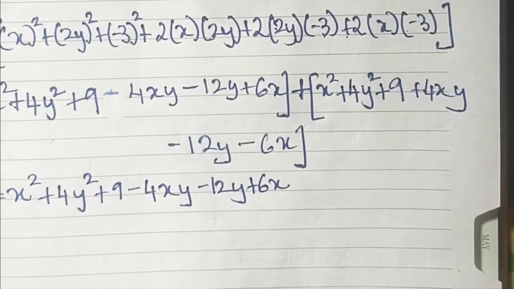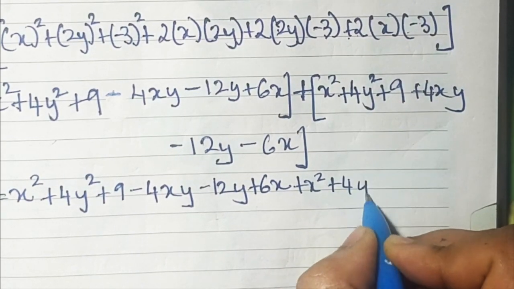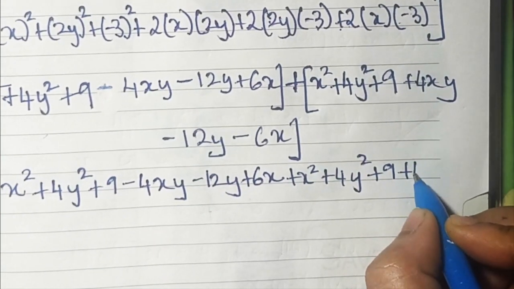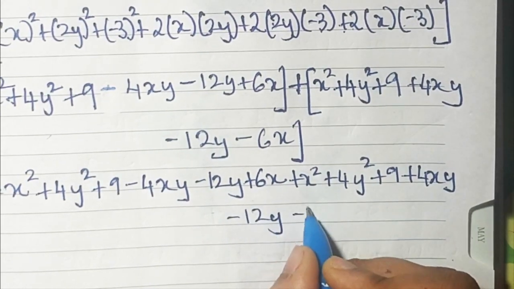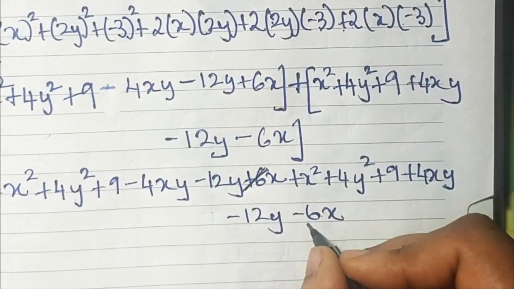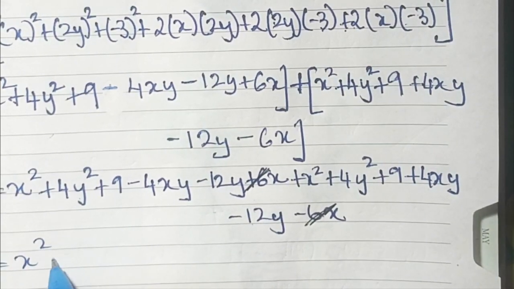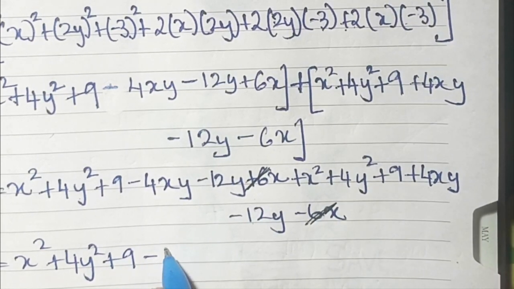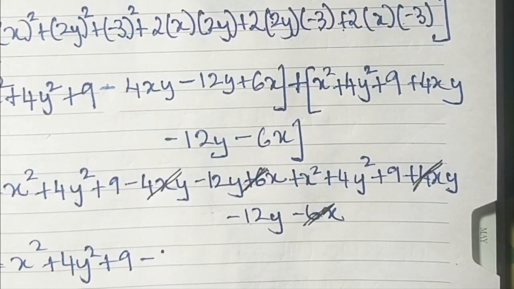Okay, now here you have the same thing up and down, plus x square plus 4y square plus 9 plus 4xy minus 12y minus 6x. Now what all things can you cancel? Yeah, plus x and minus x can be cancelled. x square plus 4y square plus 9, minus 4xy and plus xy will also get cancelled.